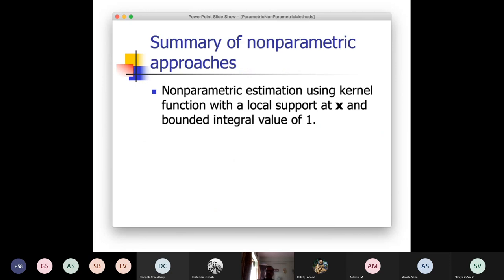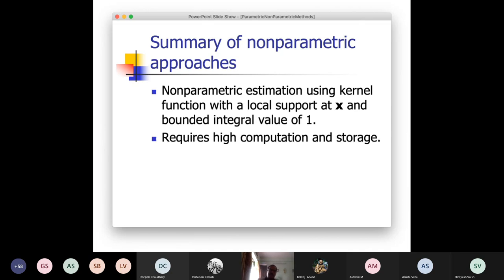So with this, let me summarize the non-parametric approaches. Like we have seen how parametric approaches are dealt with. So in the non-parametric approaches, as I mentioned, we are estimating again the probability density functions, but without using any parameter. What we are doing, we are using kernel functions. So every data point is used for estimation of that probability density function, and the kernel function is defined such that it has a local support, and it has a bounded integral value of 1.